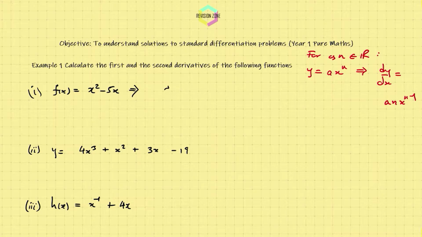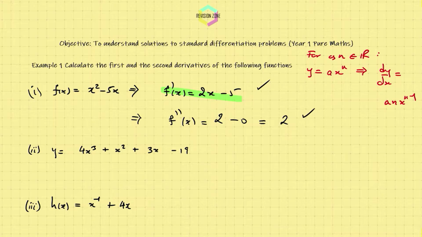So the first derivative of this is just going to be 2x minus 5. I differentiate each term at a time. Once I've got this derivative, I can differentiate it again to get the second derivative, which we express with 2 primes. I differentiate each term. The first term gives me 2, the second term gives me 0, so the answer is just 2. So we've managed to differentiate our function twice: that's the first derivative, and that's the second derivative.